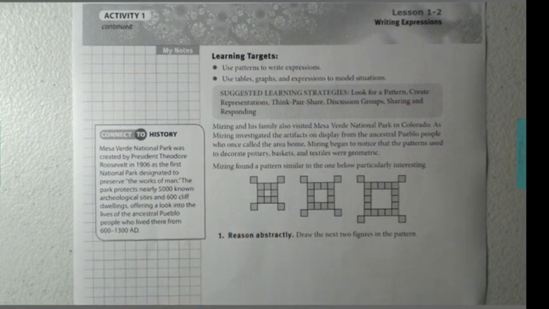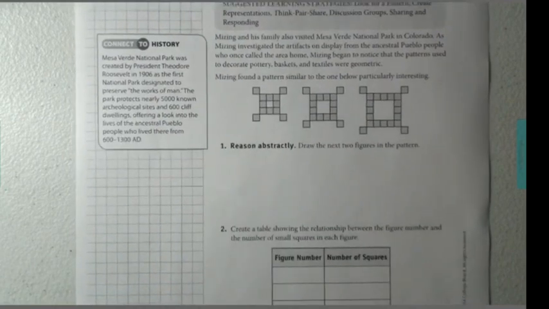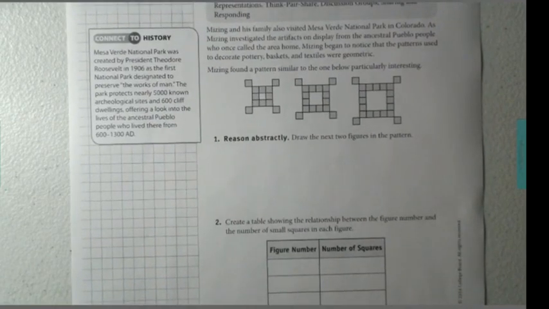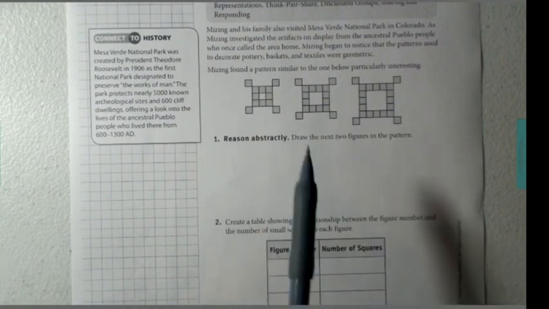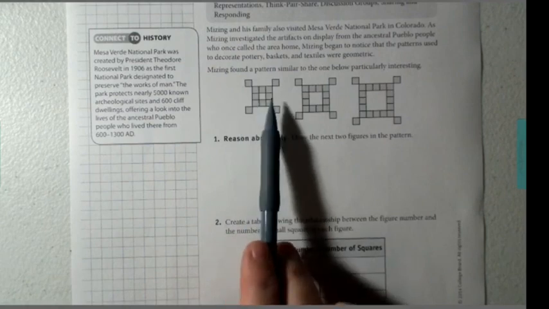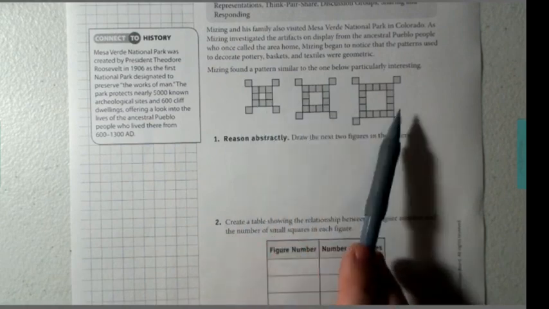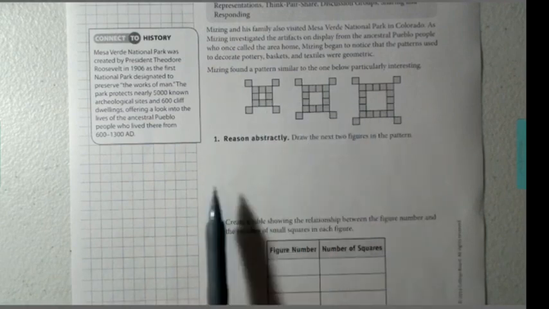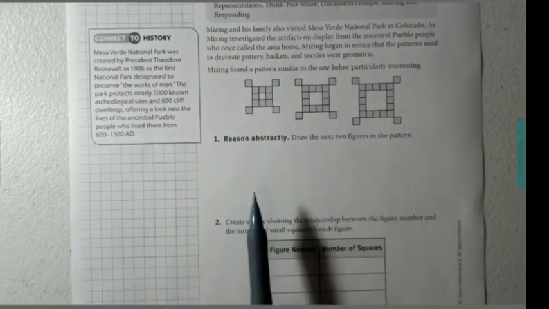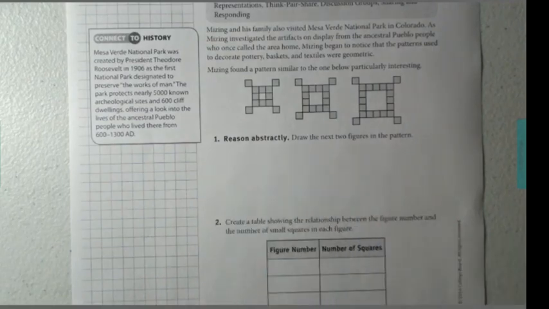We are going to chunk this part of our lesson for lesson 1-2. We're going to do questions 1 through 4. The first question asks us to draw the next two figures of this pattern. So again, we would take this concept and see what's happening each time, and then we need to see how to draw figure 4 and figure 5.